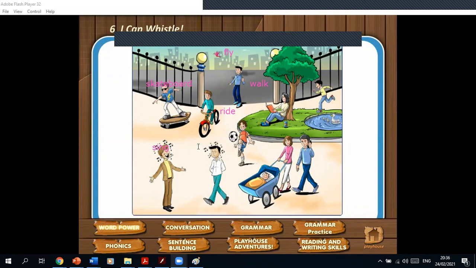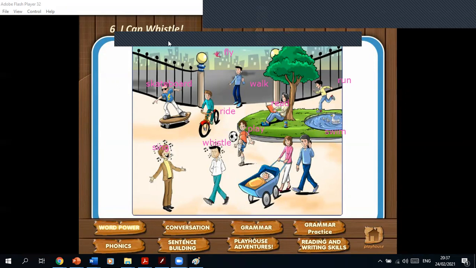Number six, what is this? Who can read this word? Whistle, excellent. Super students. Number seven, play. Play what? Football. Excellent. Number eight, this girl reads a book. Again, read a book. We can see also this boy run. Let's go to number ten. What about this duck? Cute duck. Swim. Excellent. So this is about the word power.